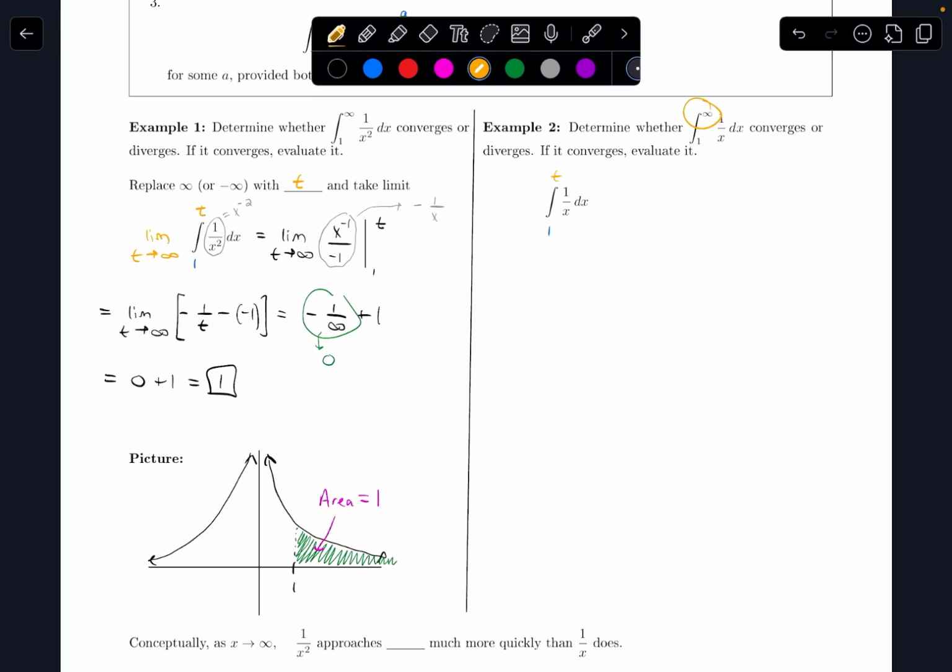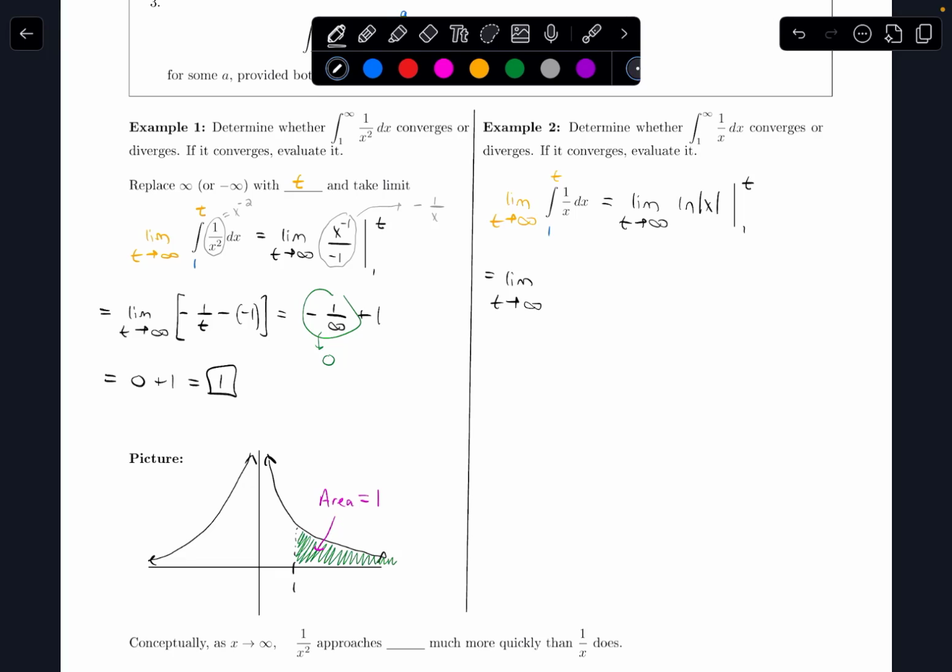So replace the infinity with a t and then do a limit. Limit as t goes to infinity. This antiderivative involves ln. So I get the limit as t goes to infinity of natural log absolute value of x. Gotta plug in the 1 and plug in the t. So if I plug in, I'll get the limit as t goes to infinity.